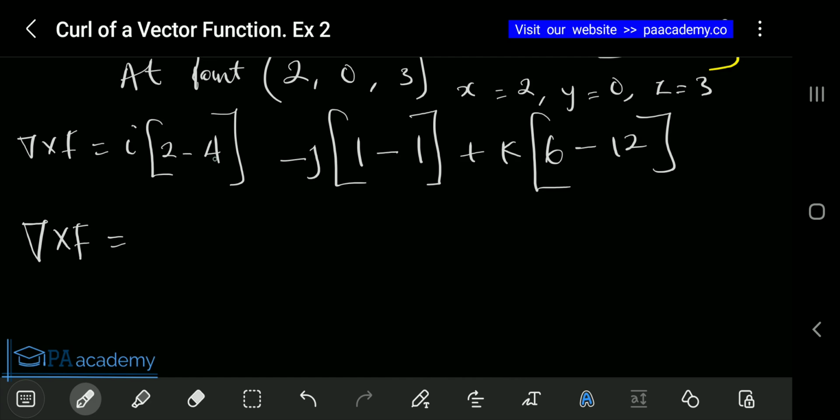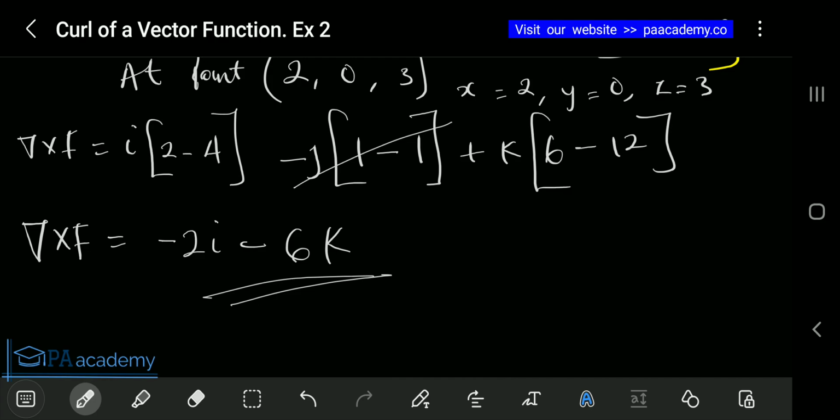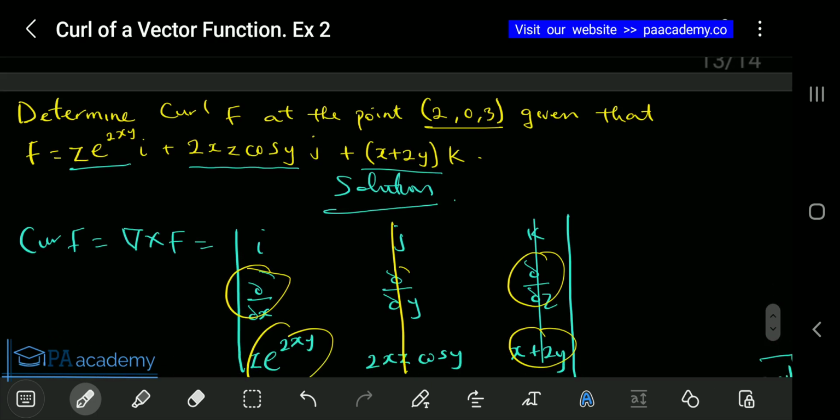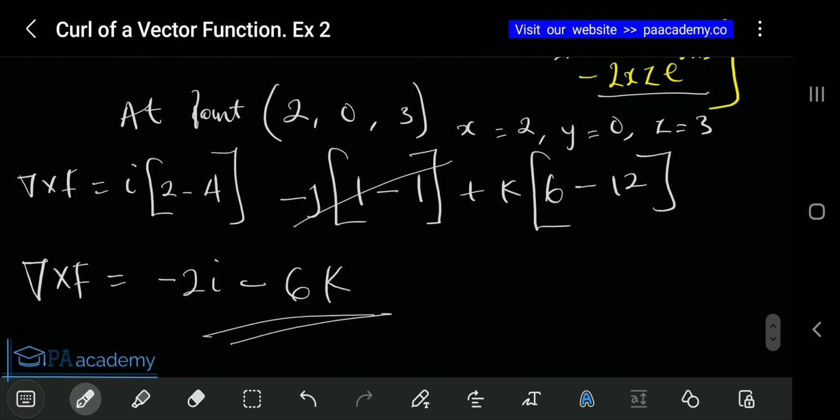So that's 2 minus 4, that will give us minus 2, and then our i. 1 minus 1 is 0, so that means this is just out of it. Then 6 minus 12, that's minus 6, multiplied by k, that will be minus 6k. And this here is the answer to the question in example 2.